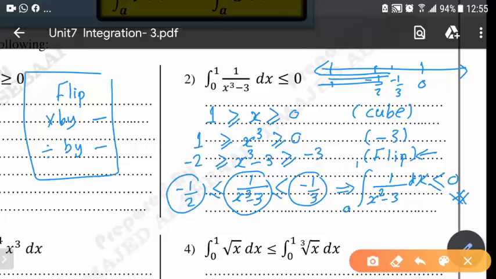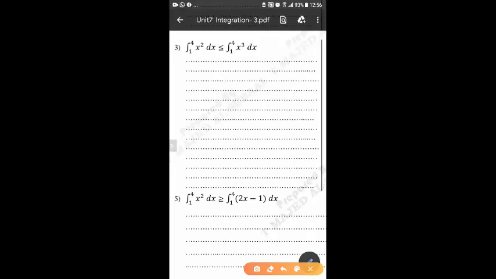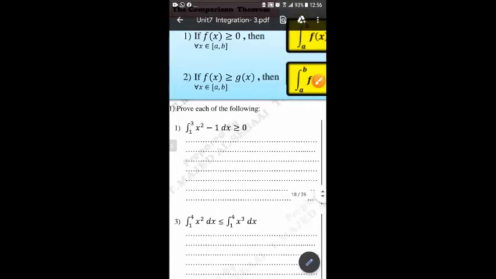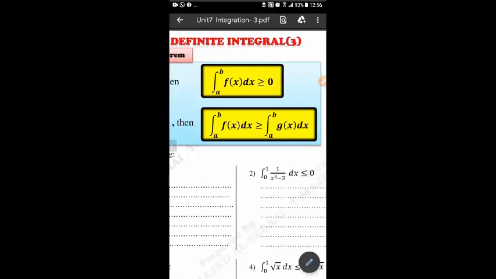Okay, take a screenshot so we can move. Next question. We want to prove that integration from 1 to 4 for x squared is less than integration from 1 to 4 for x cubed. How can I do that? This is function and function. So I will use the second part of the theorem. You remember the theorem? The theorem says if the function f of x is bigger than g, then the integration of f is bigger than the integration of g.